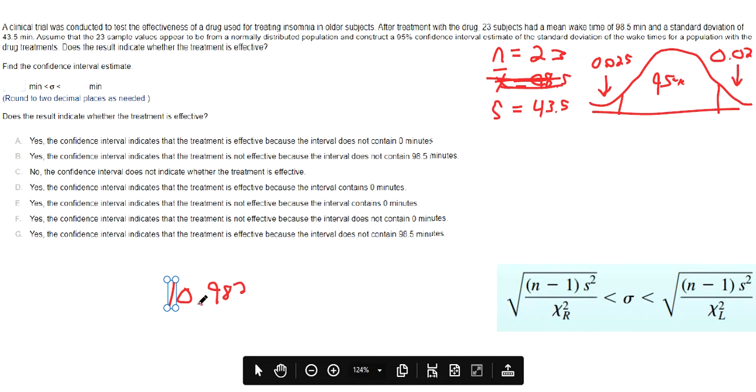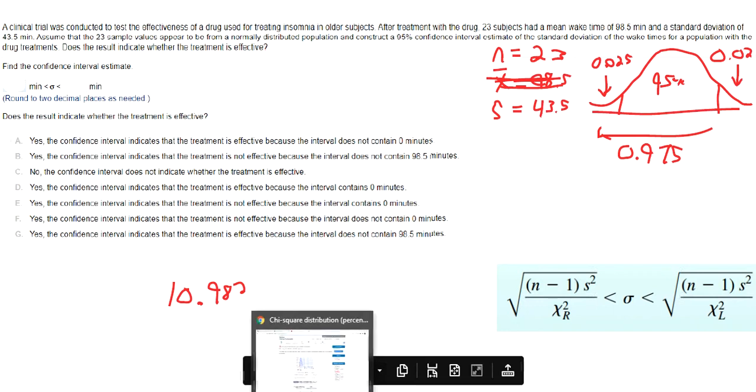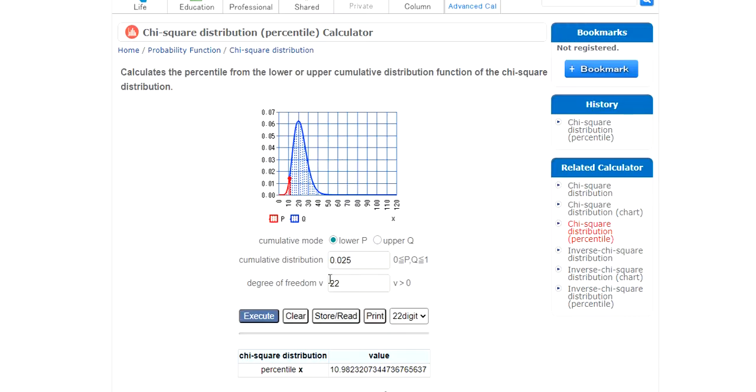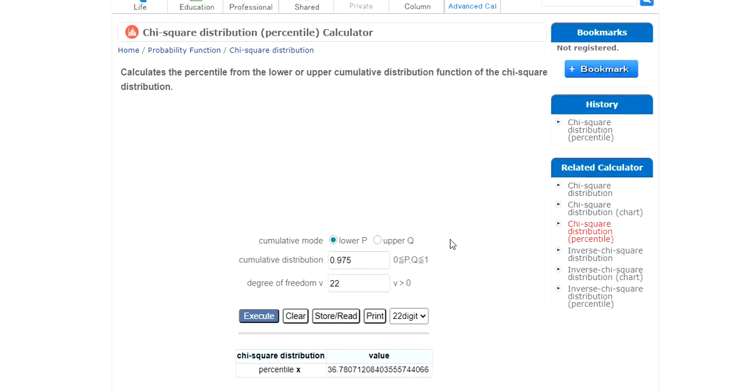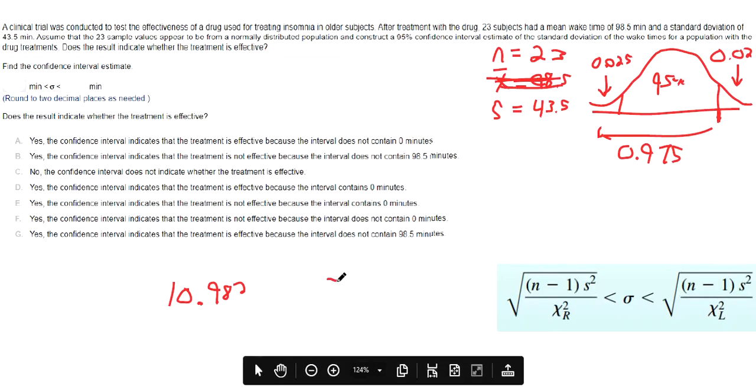And then we also need the upper tail for 0.025. That means that there is 0.975 to the left of this. I shouldn't say alpha because alpha is both of these. But everything to the left of this upper cutoff for a confidence interval, that's 0.975 of the area. So here we're going to type in 0.975. Or I think you could have just clicked upper Q right there, and that would have done the same thing. We got 36.781 if I round.